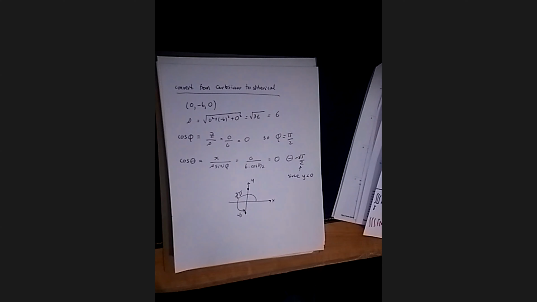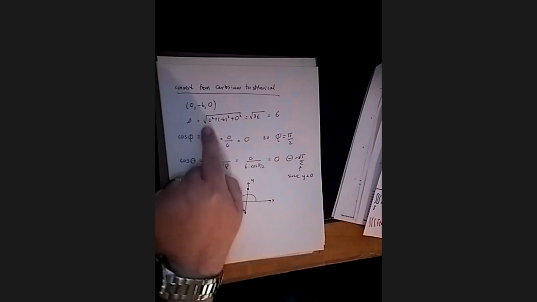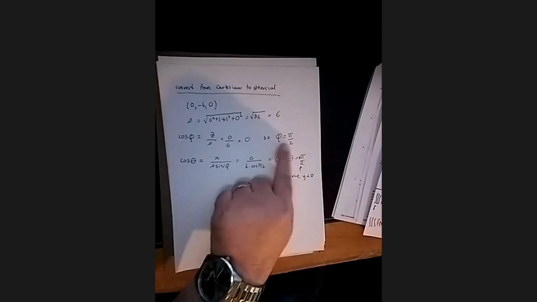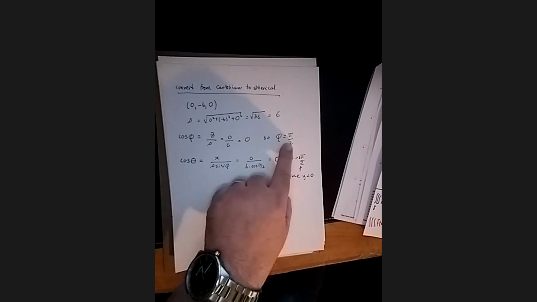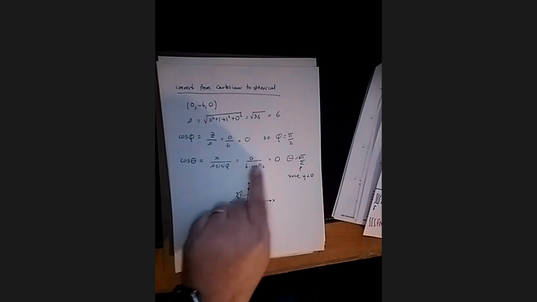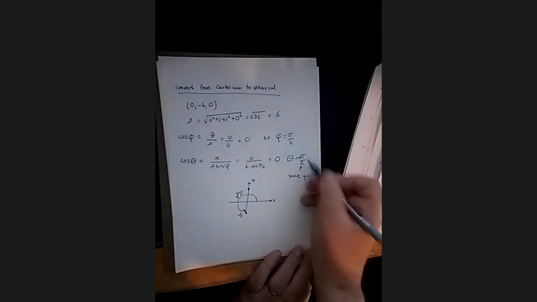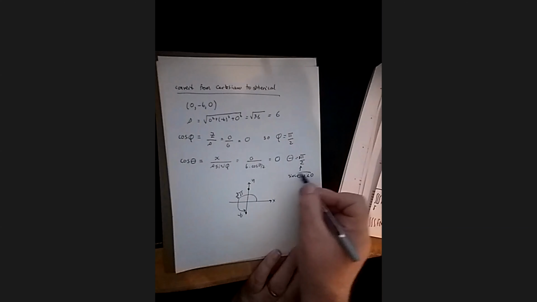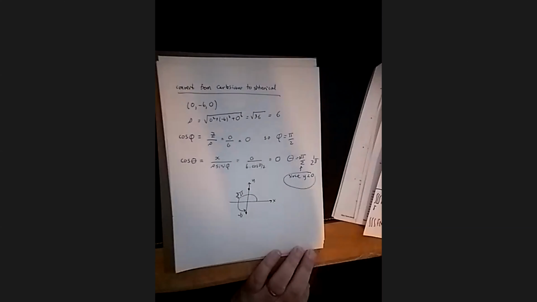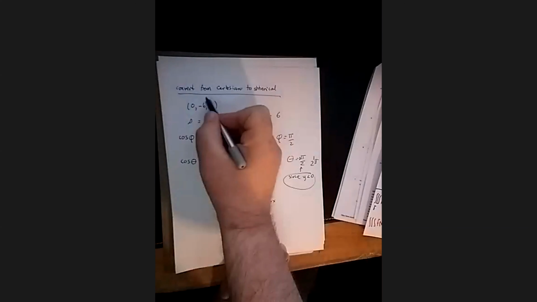0, negative 6, 0. Right, can you imagine rho squaring everybody and getting 6? The cosine of phi gets you 0, so that makes phi pi upon 2. You know, when is cosine 0? Pi upon 2. Cosine of theta is this ugly guy, which becomes this guy, which is 0, and this ends up being 3/2 pi.